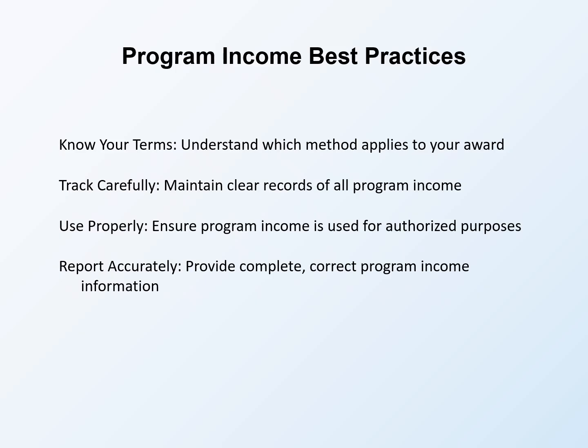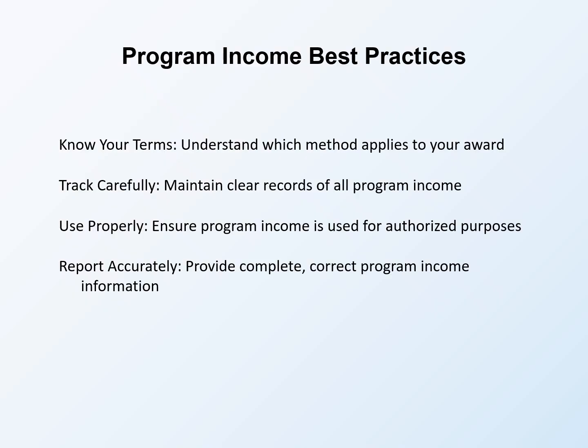Following best practices for program income management ensures compliance and prevents problems. These practices should guide your approach whenever your project generates revenue. Know your terms by understanding which program income method applies to your specific award. Check award terms, agency policies, and program requirements. The default addition method may not apply to your award. Knowing the correct method prevents using program income incorrectly.